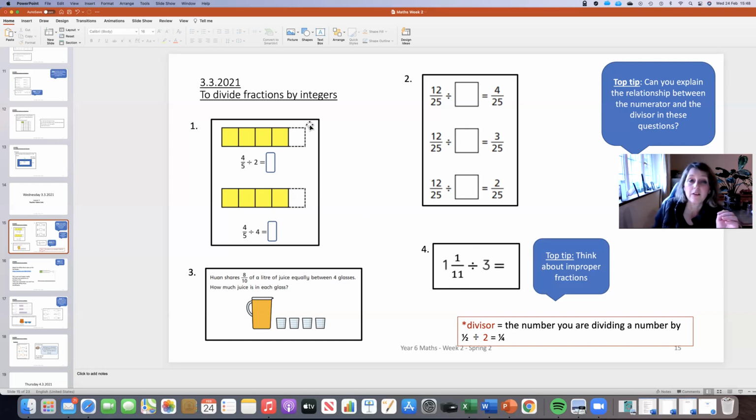Those are when you have the divisor and the numerator, there's a relationship there that you know the numerator is divisible by the divisor. The divisor is this number here. In our case at the moment, it's the integers.